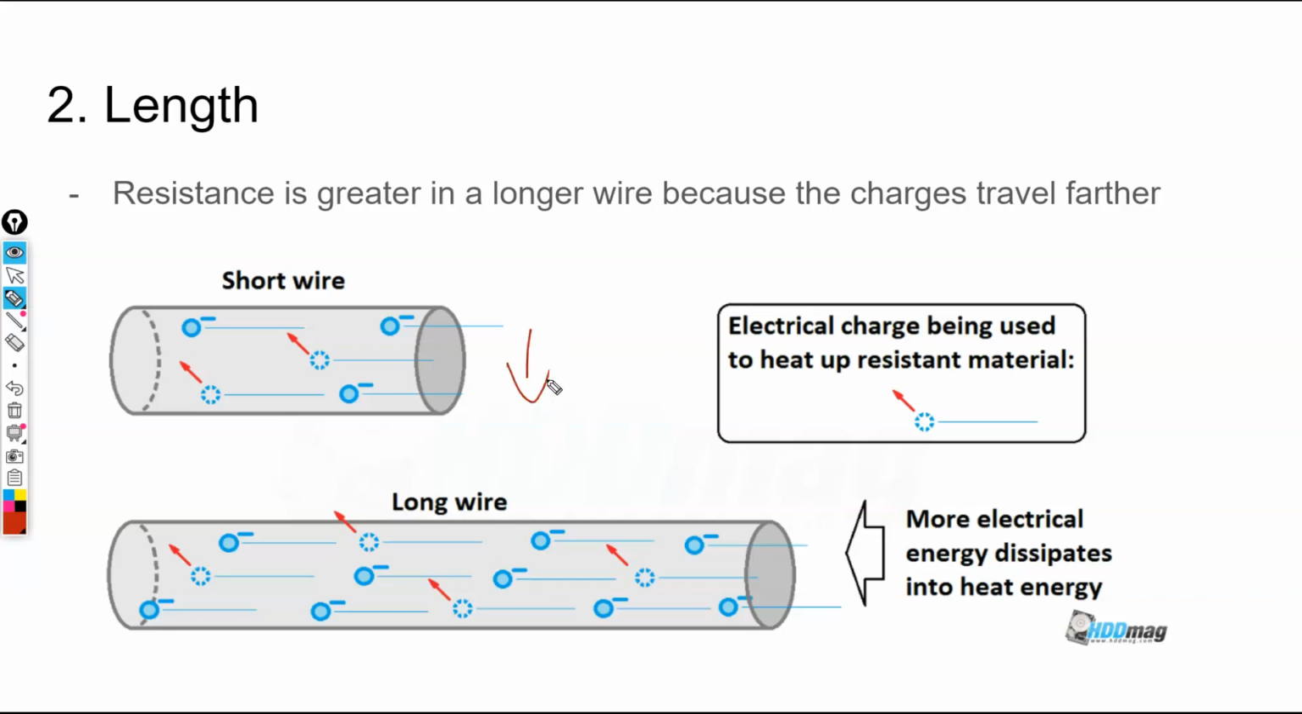So in a shorter wire, resistance will be lower, while in a longer wire, resistance will be higher because it has more chances to collide with those ions and create less current.